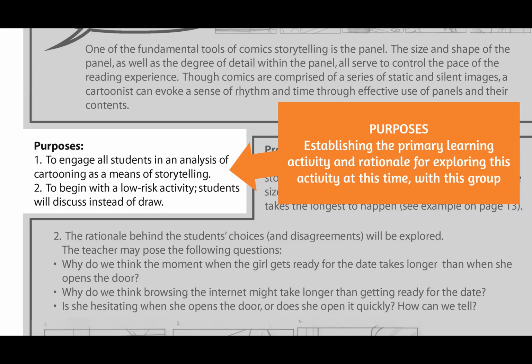Is this somebody you've worked with before? Is this your first time visit? What's the proposed skill level that you're dealing with? Why would you use this particular activity for this particular group?